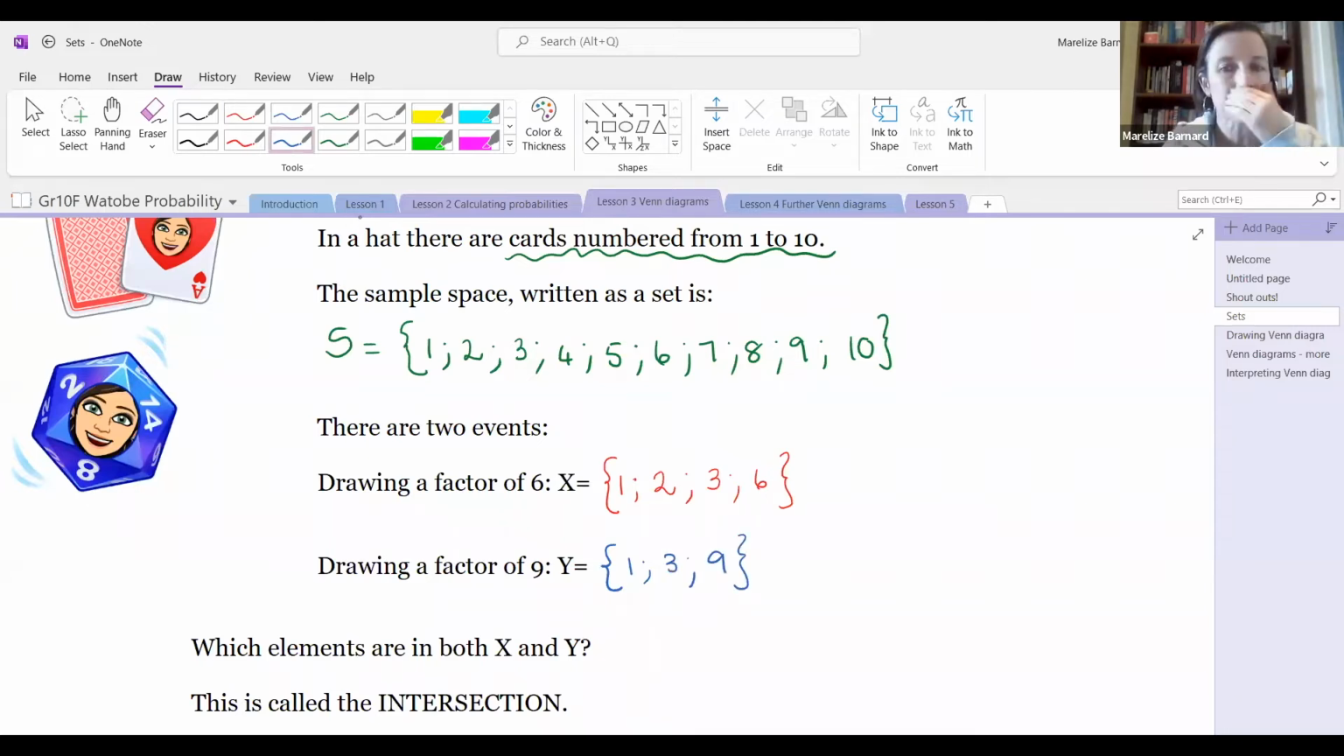Okay, and as we list them, we put them in the curly brackets to say that the numbers between 1 to 10, the factors of 6 are 1, 2, 3, and 6. The factors of 9 are 1, 3, and 9, and we give them names, X and Y. That's their names. Okay, so which elements? Remember, elements are the different things that are in the set. Which elements are in both X and in Y? Which ones are in both X and in Y?